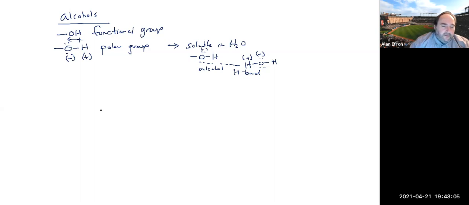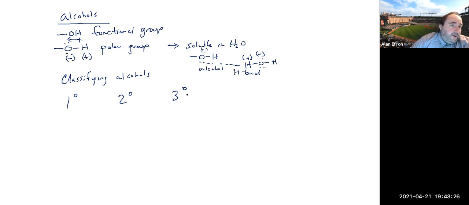When we talk about alcohols and we talk about classifying alcohols, we could classify alcohols as a primary alcohol, a secondary alcohol, or a tertiary alcohol, much the same way that we could classify carbons. So if you remember, we could classify carbons as primary carbons, secondary carbons, and tertiary carbons. What did it mean when we were classifying carbons? If you remember, it was whatever carbon we were looking at, how many carbons were attached to it, right?